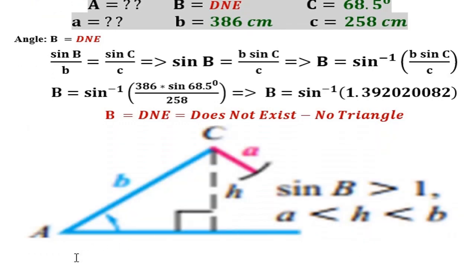Here it is. Basically, angle C, side C, and side B were given. When we tried to find angle B, we didn't find it. Angle B does not exist. That means side C was too short to touch the base. So no triangle, and that's the end of this case.